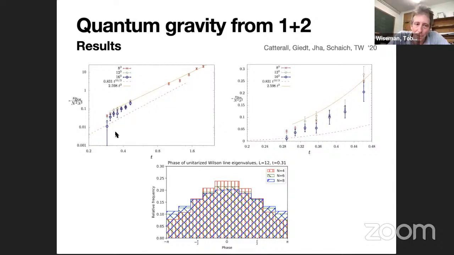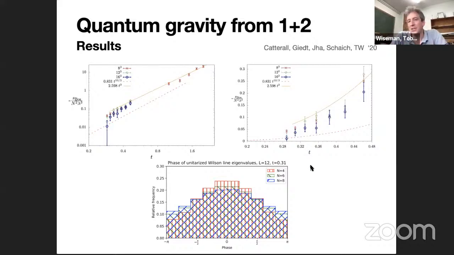So at least at low temperature, this is a zoom in slightly and not a log scale. They look like they're becoming consistent with the dashed line, the gravity prediction, but the error bars are still pretty large. But most importantly, at low temperature, as we increase N, the eigenvalue distribution is becoming flatter, which is what we would expect. It's the homogeneous phase.